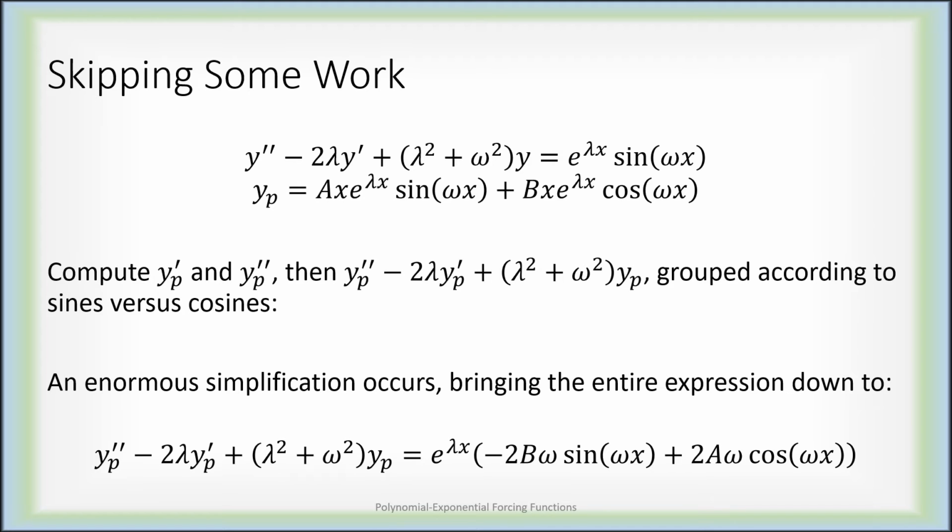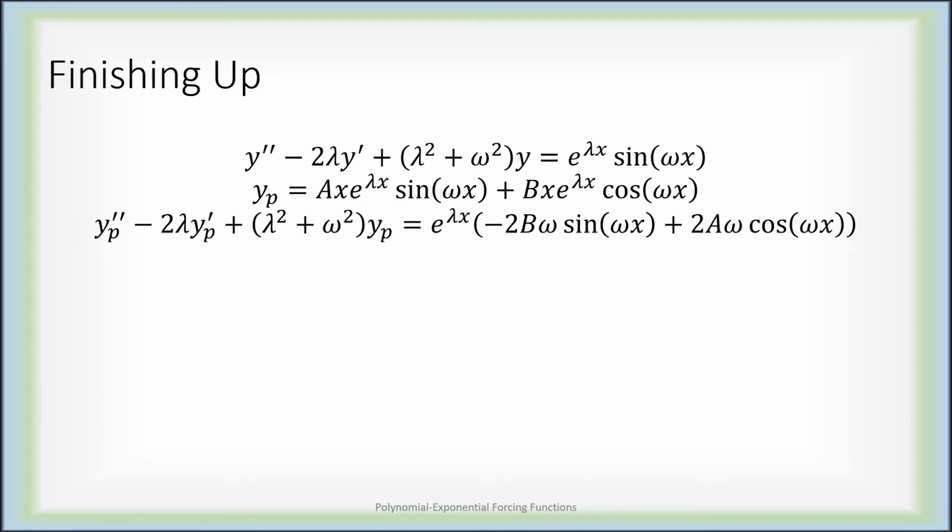There's a lot of simplification that happens, which is really amazing and great. e to the lambda x times negative 2b omega sine omega x plus 2a omega cosine omega x. So after all of this simplification, we have our proposed solution, we threw it into the differential equation, and we ended up with something that wasn't really that bad.